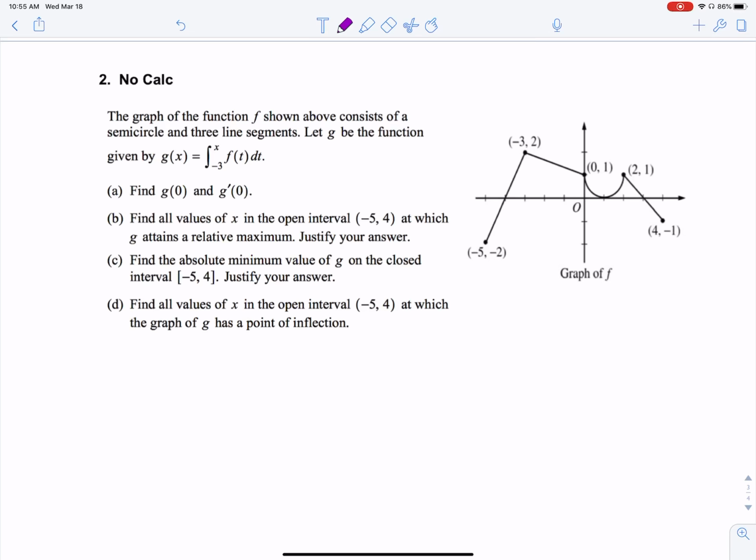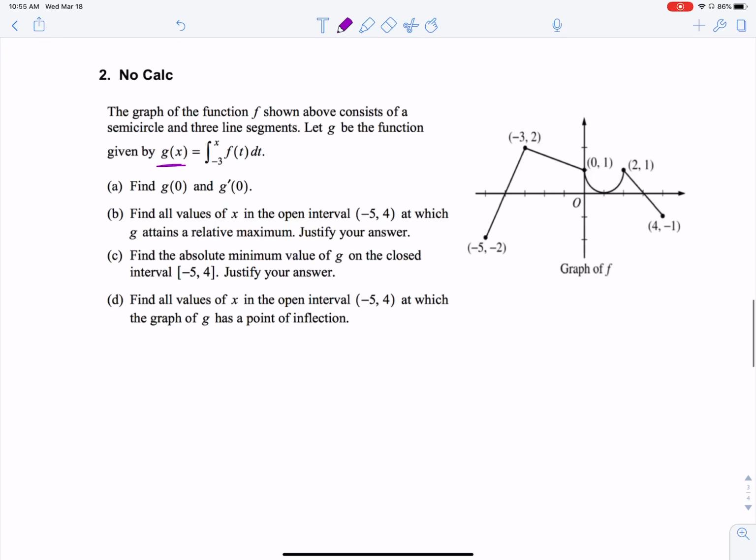Anyway, let us move on. So I'm going to look at this question here and let's see what we got. The graph of f is shown to consist of a semicircle and these lines. And then we define g of x by this function.